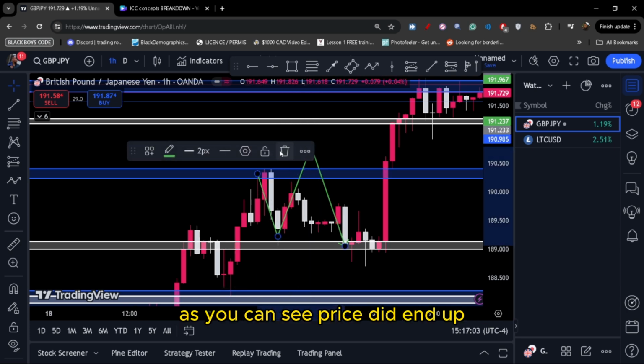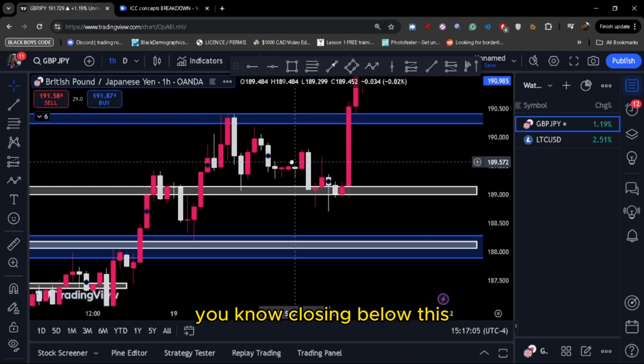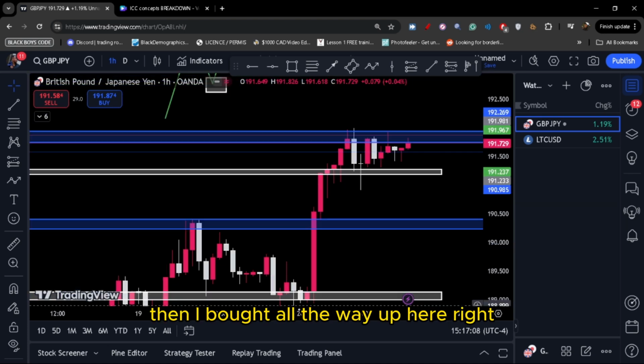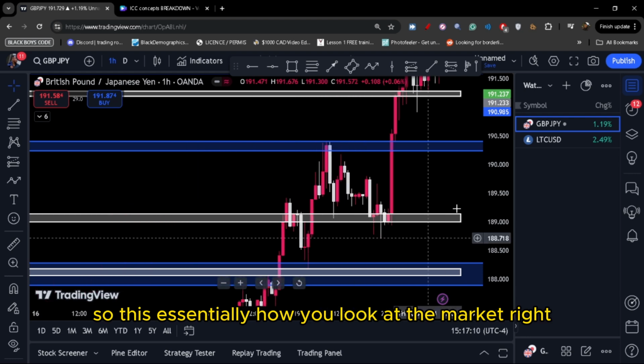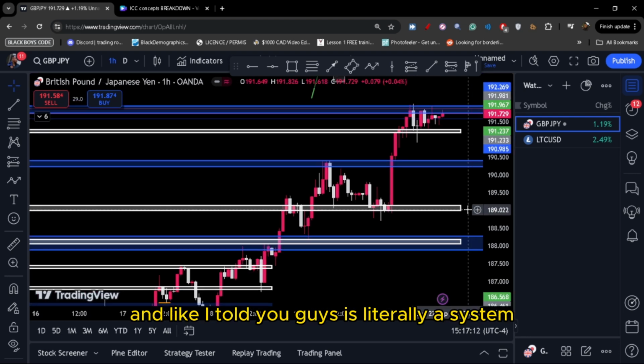So as you can see, price did end up closing below this, and then it retraced a little bit before it then bought all the way up here, right? So this is essentially how you look at the market, right? And then like I told you guys, it's literally a system.